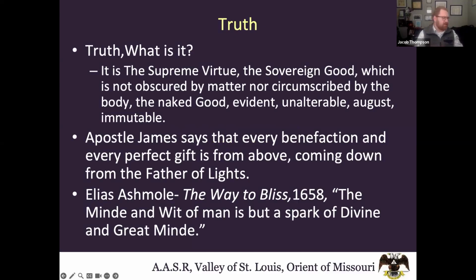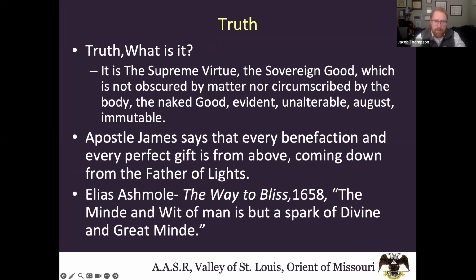And the fragments are sections of the work that Pike just didn't do a full chapter on. He begins by talking about truth and what it is. And he says it's a supreme virtue, the sovereign good, which is not obscured by matter nor circumscribed by the body, the naked good, evident, unalterable, august, and immutable. Now, of course, the Apostle James tells us that every benefaction and every perfect gift is from above, coming down from the Father of lights.